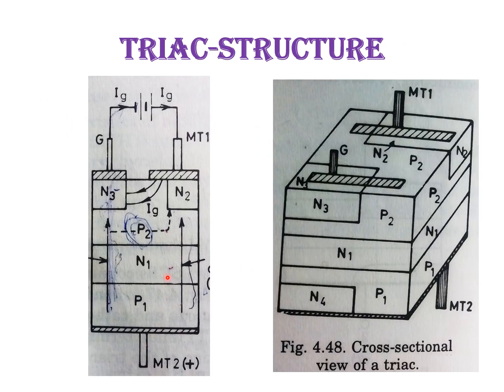This is the structure of TRIAC and this is the cross-sectional view of TRIAC. Here you can note that the gate is near the MT1, and from this picture you can notice that the gate is connected to N3 and P2, and then MT1 is connected to P2 and N2. Then MT2 is connected to P1 and N4.